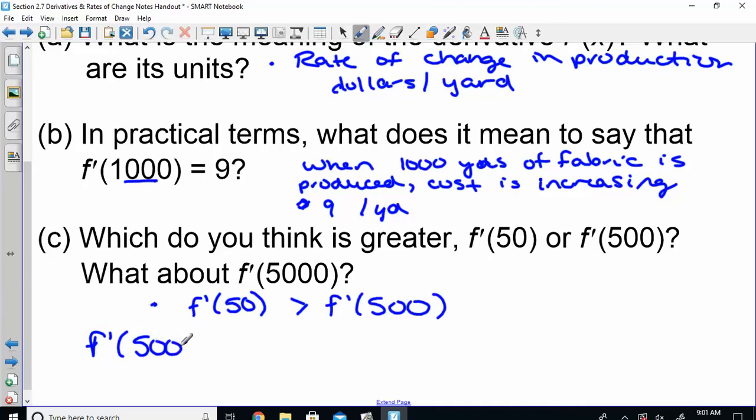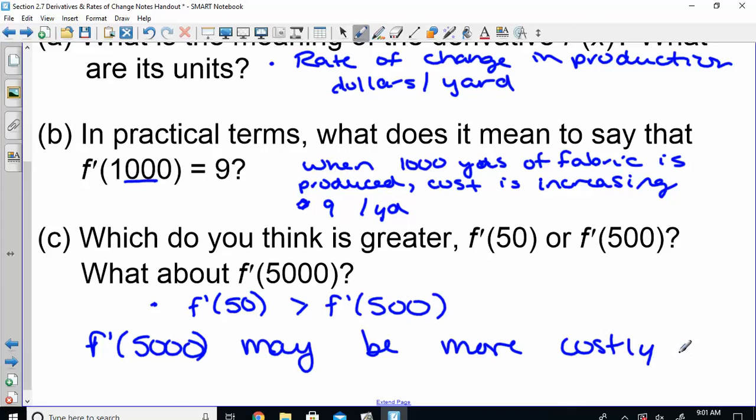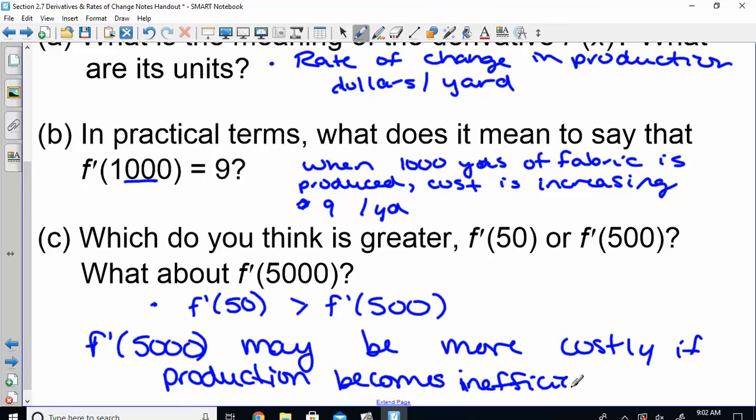So I'm just going to say f prime of 5,000 may be more costly if production becomes inefficient. So if they're going to have to make some major modifications in order to meet that demand, then it may not necessarily be cheaper per item at that point. Does that make sense to everybody? Okay.